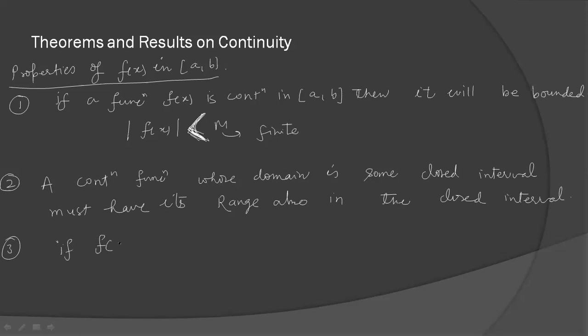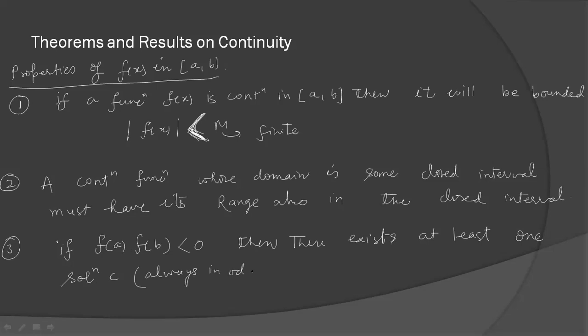if FA and FB have opposite signs, means at the boundary FA and FB have opposite nature, then their product must be negative. Then there exists at least one solution C, always in odd number. At least means that there can be 1, 3, 5, 7 solutions like this of the equation fx equal to 0, at fc equal to 0. Means we have a solution C which belongs to the open interval a comma b, for which the equation fx equal to 0 is satisfied.